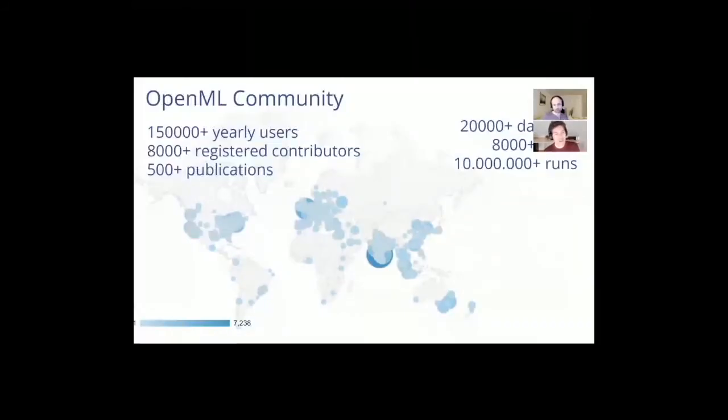So OpenML has a large and growing community. We have over 150,000 yearly users, thousands of contributors. It's used in hundreds of publications, and we have several thousand data sets and flows and millions of runs.